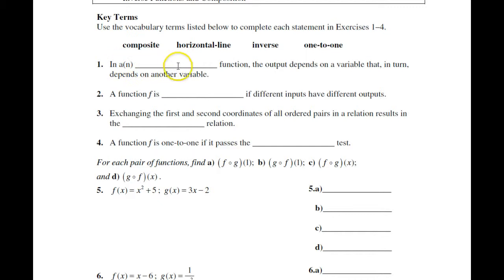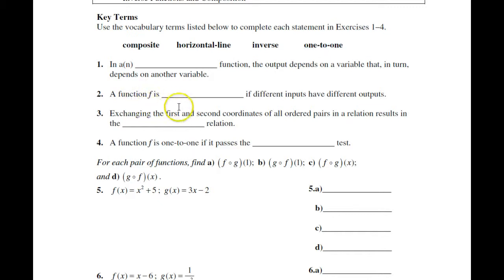In a composite function, the output depends on a variable that in turn depends on another variable. Well, this is composite for number 1. Number 2, a function f is one-to-one if different inputs have different outputs. Well, this is a one-to-one. Different inputs, different outputs, one-to-one.